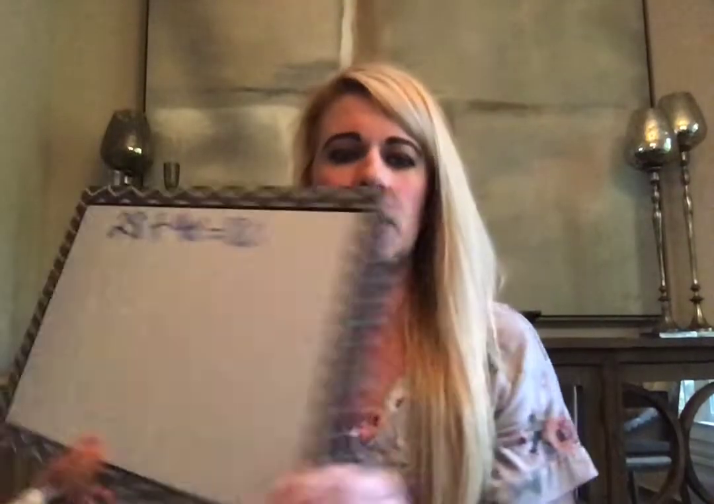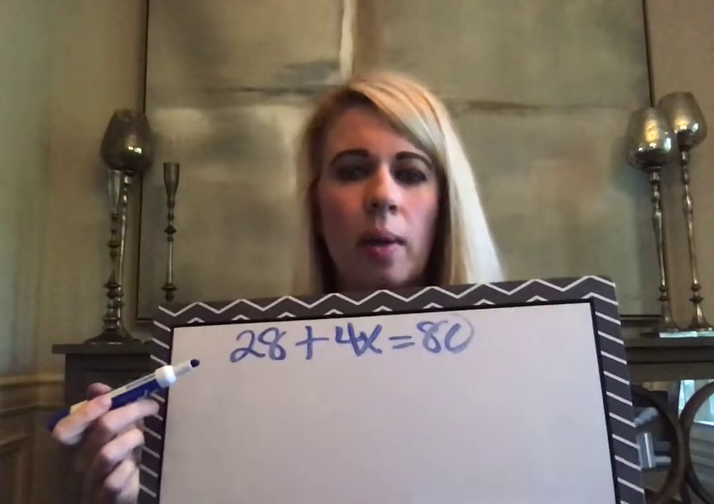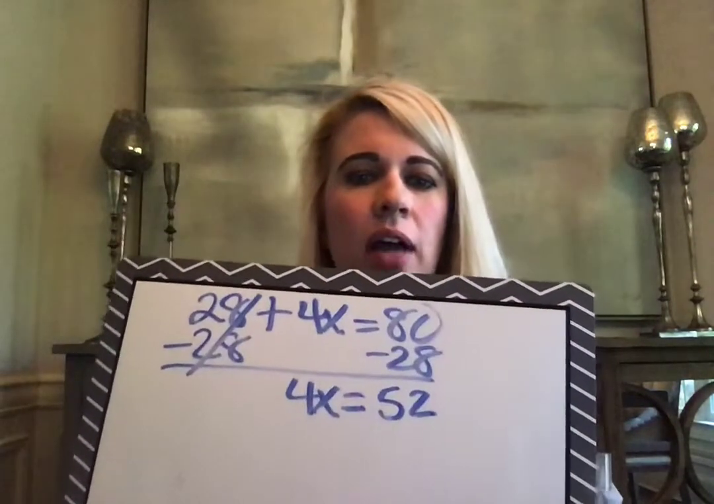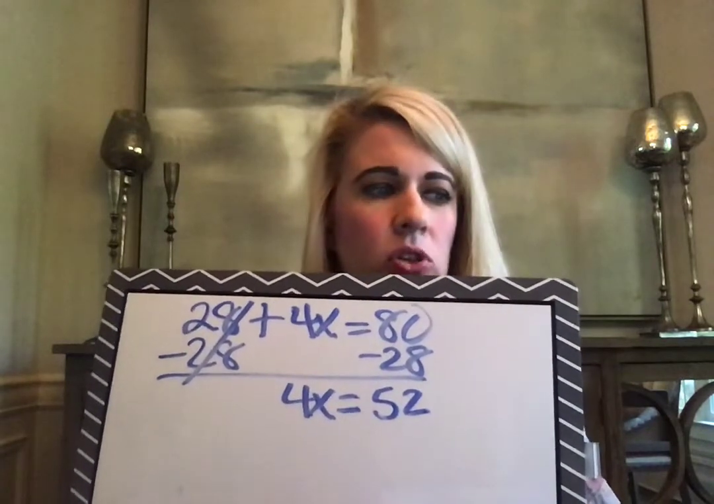So I need to get rid of this 28. So I'm going to subtract 28 from both sides. Minus 28. Minus 28. The 28s cancel out, leaves you with 4x. Go type in the calculator 80 minus 28. And what did you get? 52. So you should have gotten 4x equals 52.